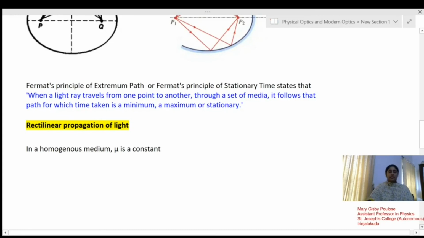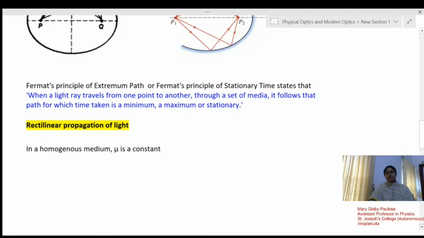According to this, we can say that when a light ray travels from one point to another through a set of media, it follows that path for which the time taken is a minimum, a maximum, or stationary. Okay. So that is the basic principle that we are going to use.